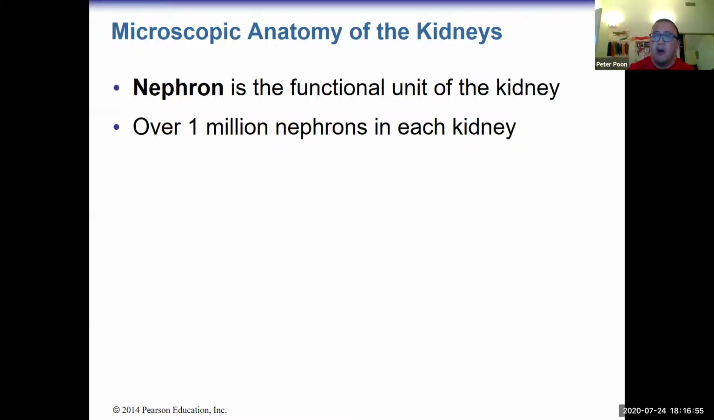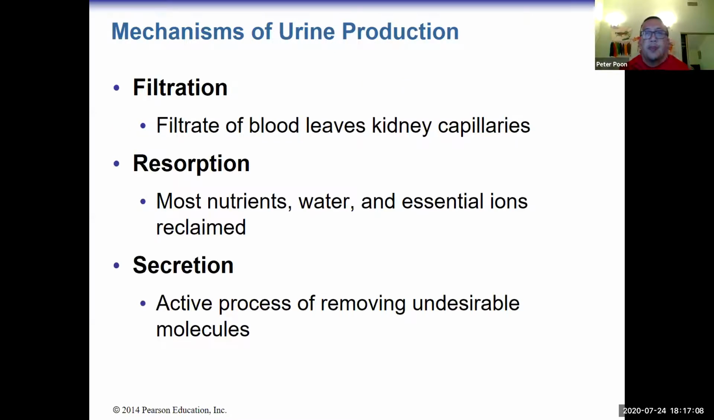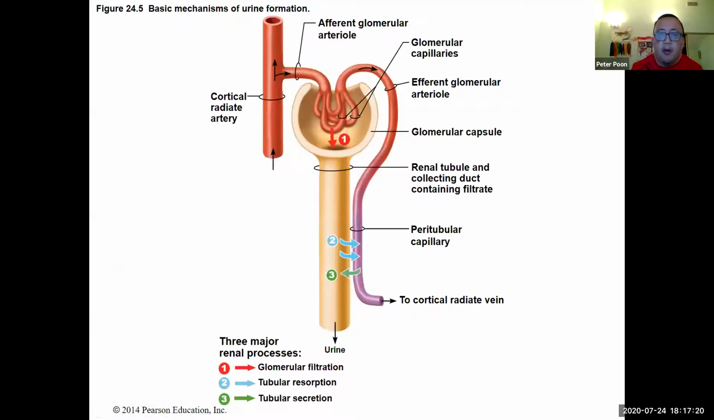Don't have to worry about the nerve supply. The nephron is the functional unit of the kidney. There are over 1 million nephrons in each kidney. And there are three mechanisms of urine production. The first one is filtration, the second is reabsorption, the third is secretion. So let's look at what that means.